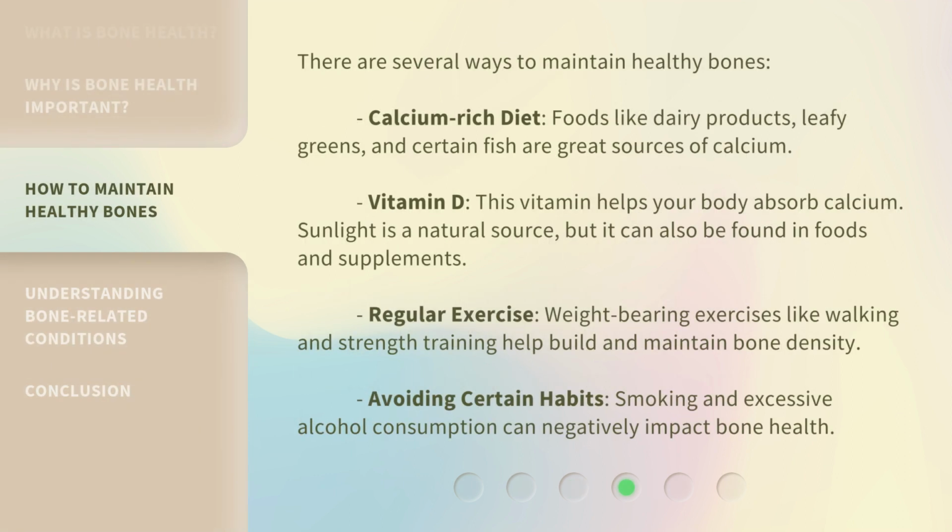There are several ways to maintain healthy bones. Calcium-rich diet. Foods like dairy products, leafy greens, and certain fish are great sources of calcium. Vitamin D. This vitamin helps your body absorb calcium. Sunlight is a natural source, but it can also be found in foods and supplements.